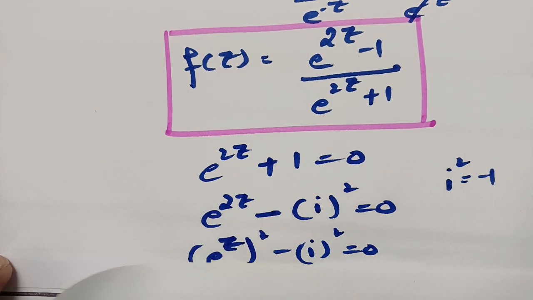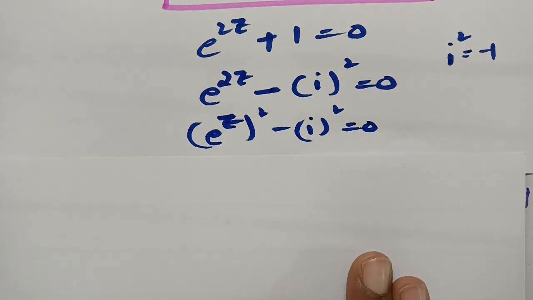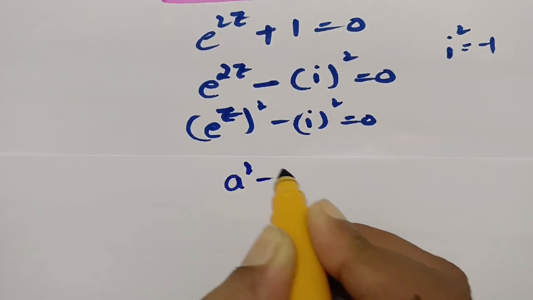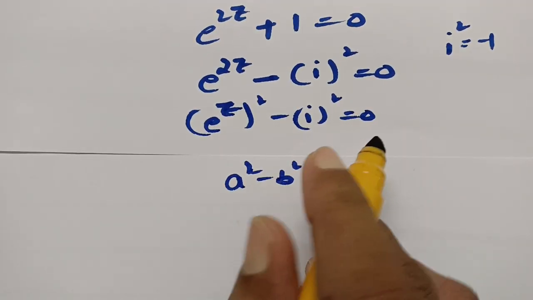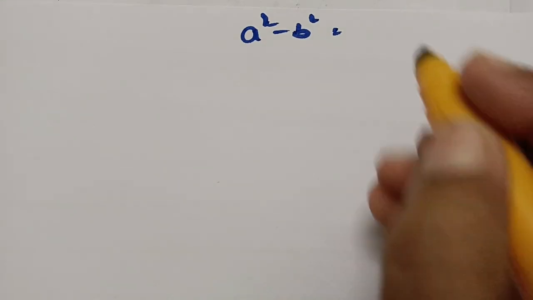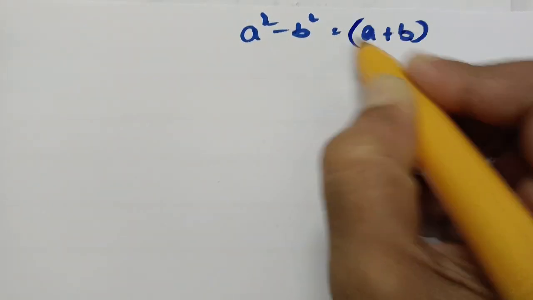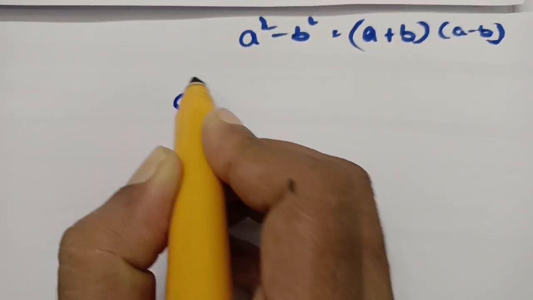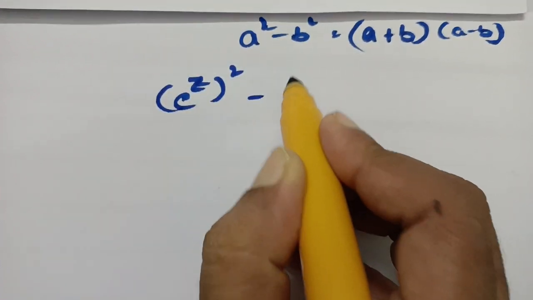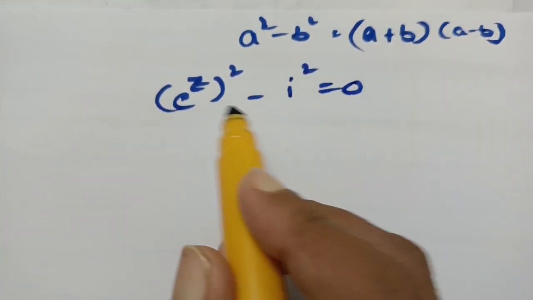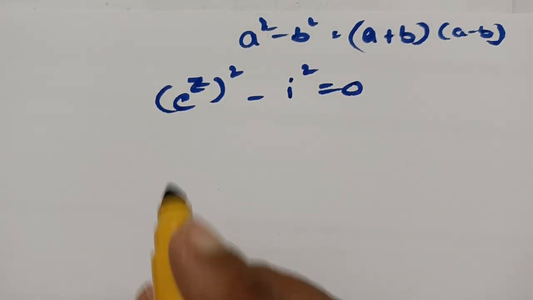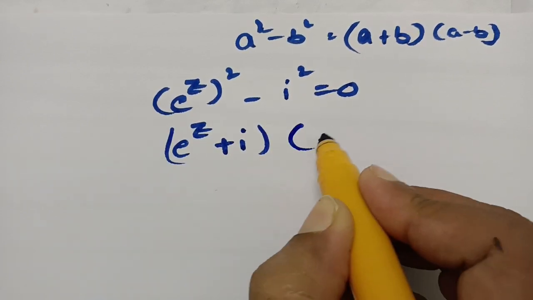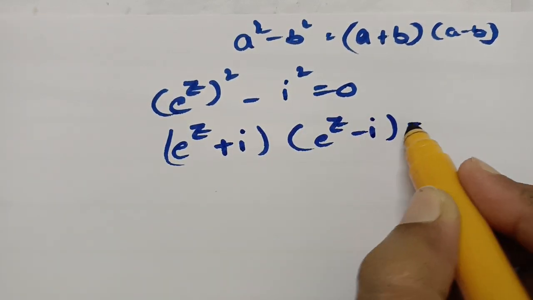And next, I wrote this as e power z whole square minus i square. This is of the form a square minus b square, which I can write as a plus b into a minus b. So the last step, e power z whole square minus i square equal to 0, being of the form a square minus b square, can be written as e power z plus i into e power z minus i is equal to 0.